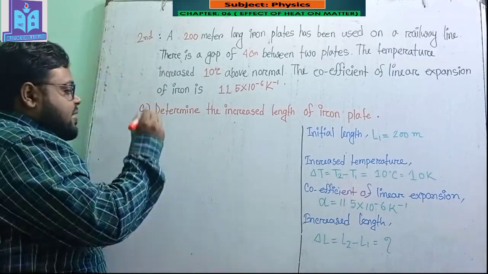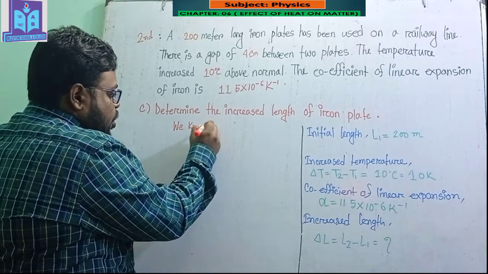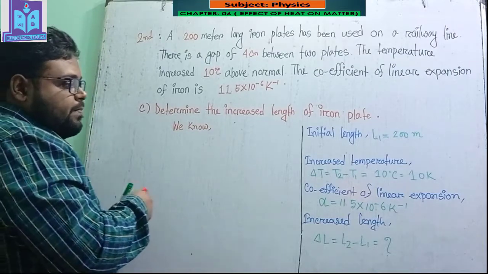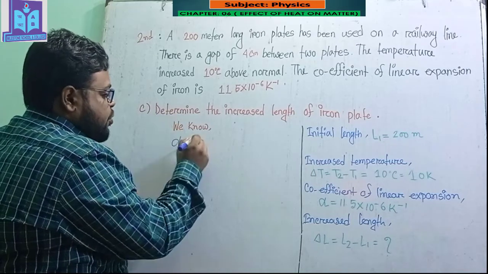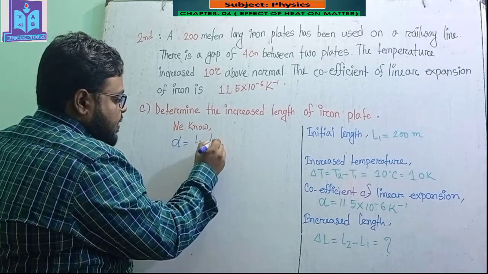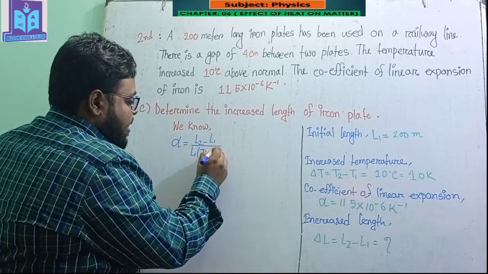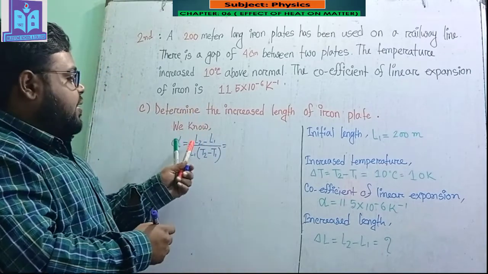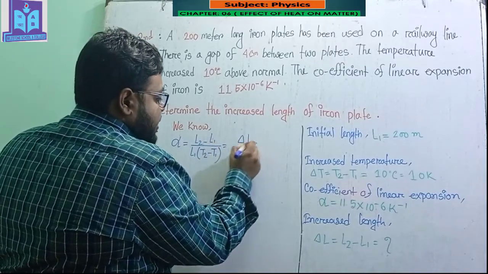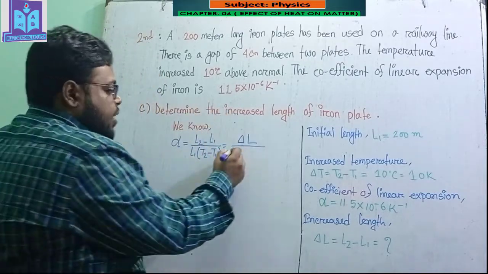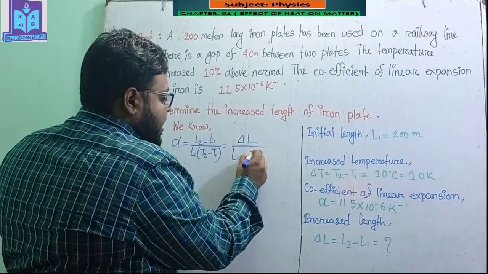Okay, and so here you can see that we know that the coefficient of linear expansion alpha equals L2 minus L1 divided by L1 times T2 minus T1, or I can write L2 minus L1 is the increased length, and this is del L. Also I can write T2 minus T1, the increased temperature, is del T.